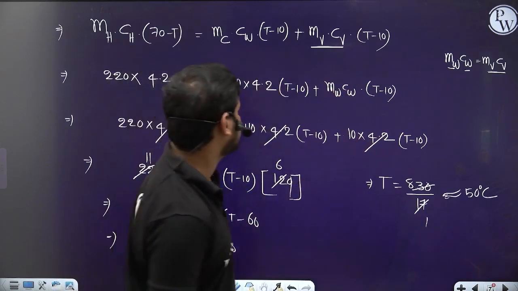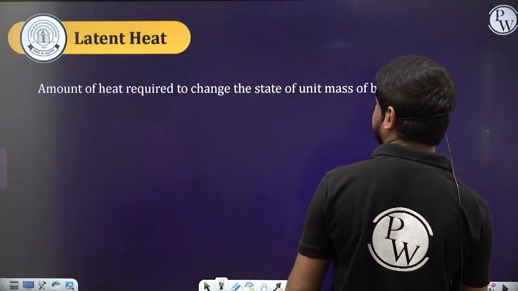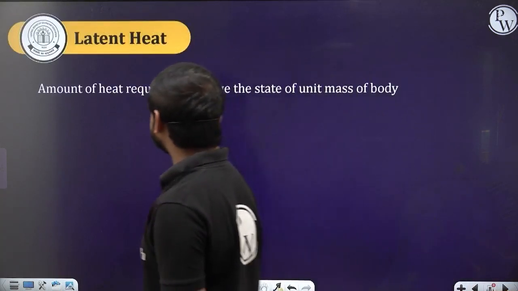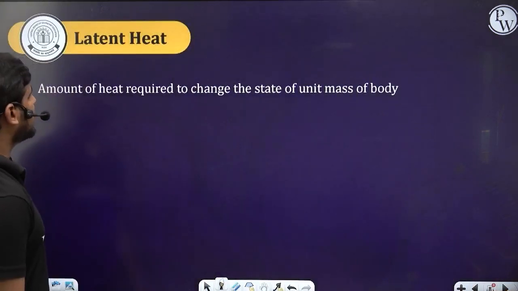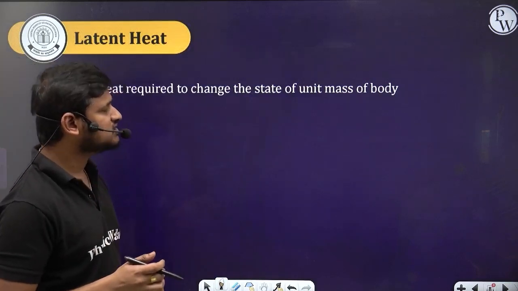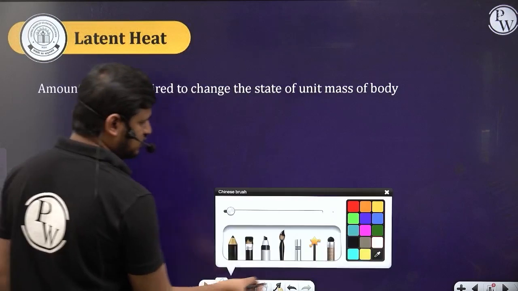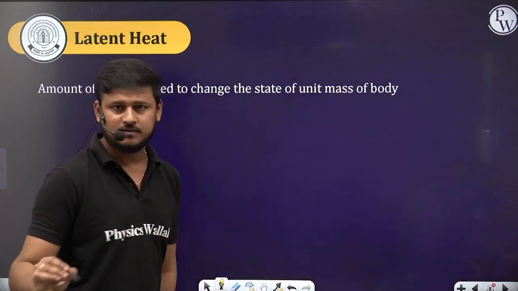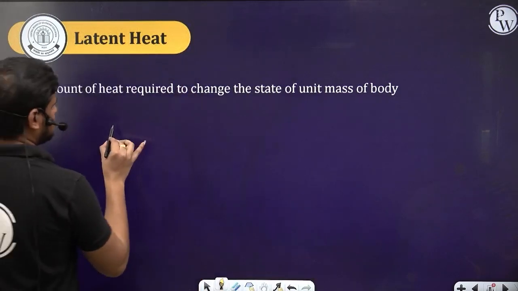Clear? Chalo, let's go for the next one. Now, what is latent heat? The amount of heat required to change the state of unit mass of a body. See here, let's suppose you heat any body, for example I am taking water.